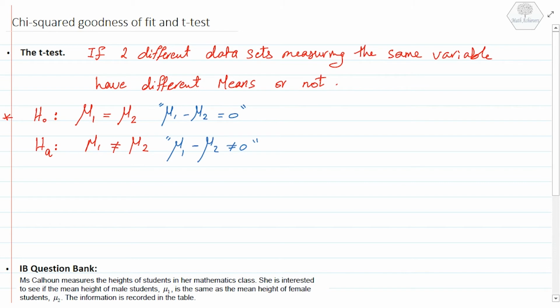I use this null hypothesis and this alternative when I have to use a two-tailed test. This is for a two-tailed test because the alternative hypothesis says that the means are not equal. It's a two-tailed test because mean 1 can be either less than mean 2 or greater. This is what the alternative hypothesis means.